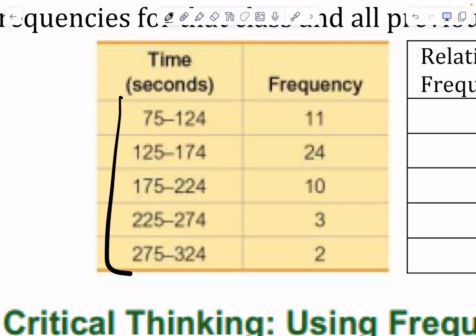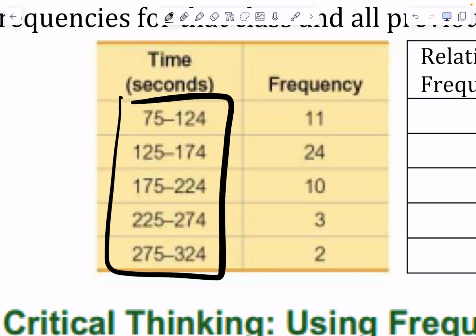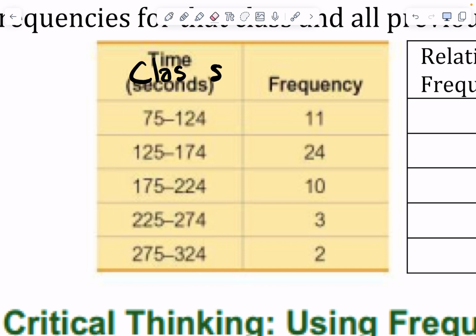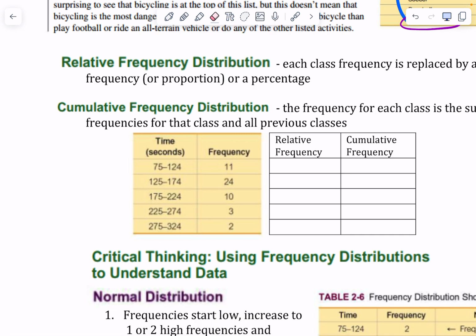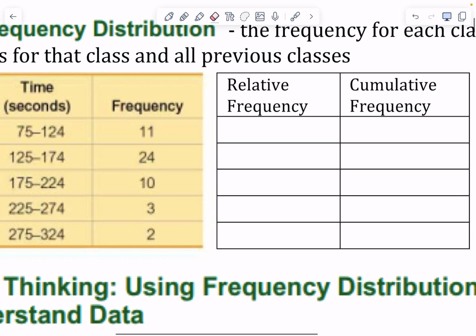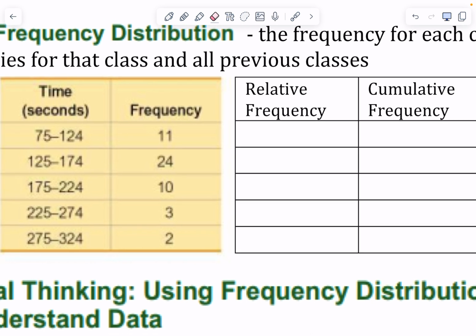Got it? Now, this is just a frequency table. What are these guys called again? Classes. Those are classes, okay? And then we have frequencies, which is the number of times that happens over there. Now, I am going to add to this. Listen, because we get to the test and everybody's like, what did that mean again? No, I'm not explaining it to you. Relative frequency and cumulative frequency.